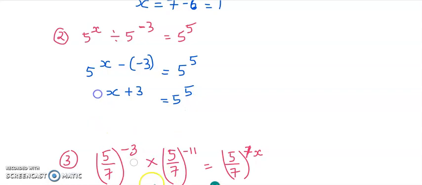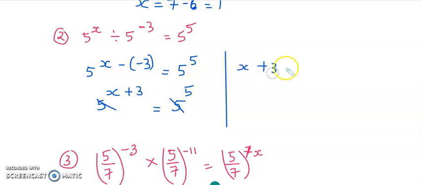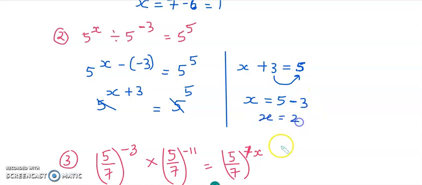Now clearly I have simplified it into a single base on the left and on the right. So I'm going to cancel off the bases. What remains is the powers, which are going to be equal to each other. So x plus 3 will be equal to 5. Now the 3 has to go to the other side, so it will become a minus. So x is equal to 5 minus 3, which is equal to 2. Hope this is clear.